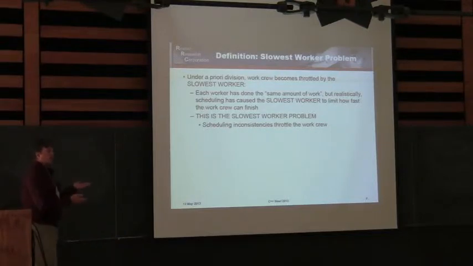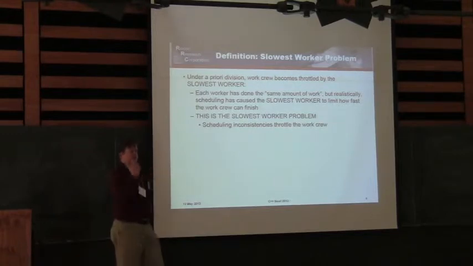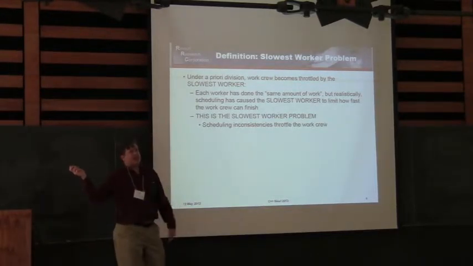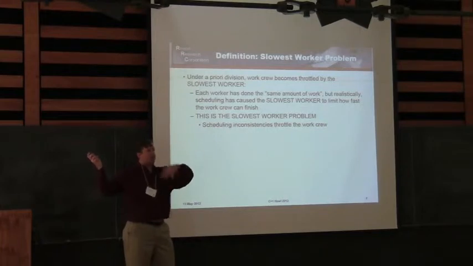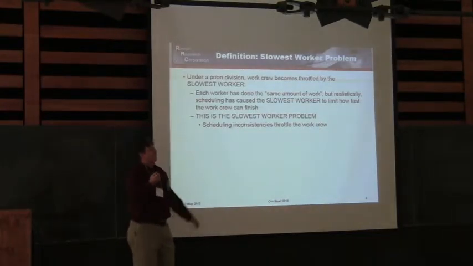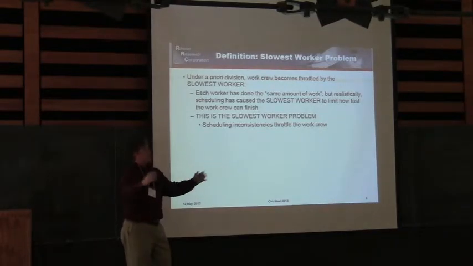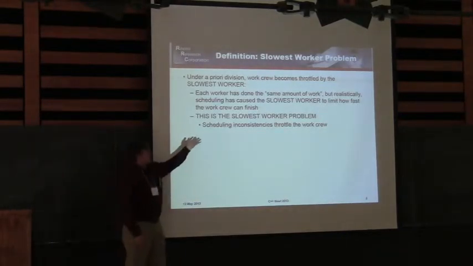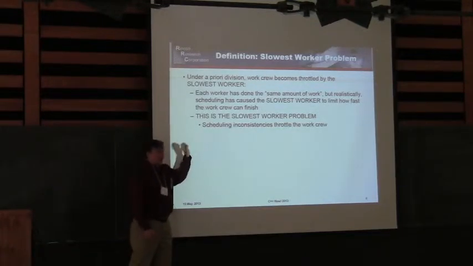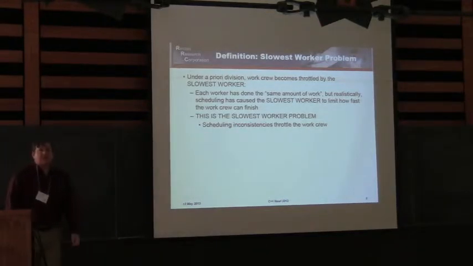Okay, so what's the slowest worker problem? This is the problem we saw in Josh's office. One worker, let's say Fred, got scheduled, went off to get a pizza, and everybody else is working on their merry way, and then they're all done, and they're still waiting for Fred, who's got his pizza. He's like, oh, I got work to do? Okay, I better do my last 3 lines of the CAF, and so everyone's kind of waiting. Okay, Fred's done, now we can all go home. And that's what the slowest worker is. Scheduling inconsistencies among your workers cause the slowest worker in your work bunch to throttle the work crew. So that's the slowest worker problem. That's the problem we saw in Josh's office.